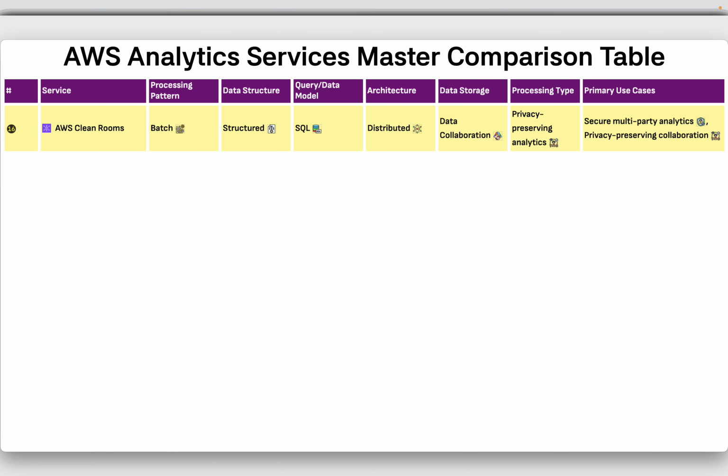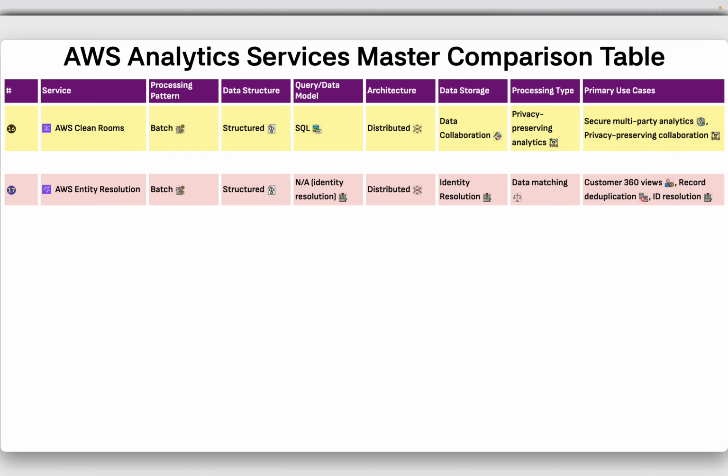Next one, AWS Clean Rooms. Processing pattern, batch. Data structure, structured. Query and data model, SQL. Architecture, it's a distributed service. Data storage, data collaboration. Processing type, privacy-preserving analytics. Primary use cases, secure multi-party analytics, privacy-preserving collaboration.